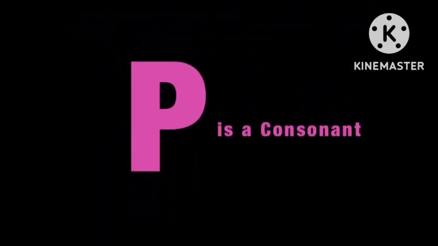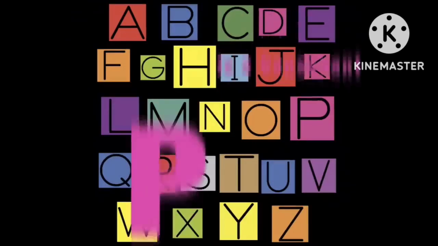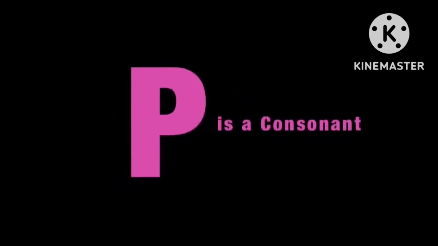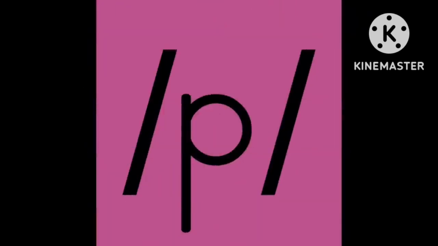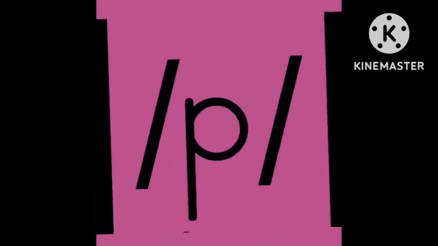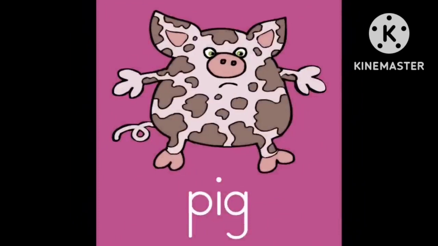P is a consonant, a letter in the alphabet. I saw a pig.